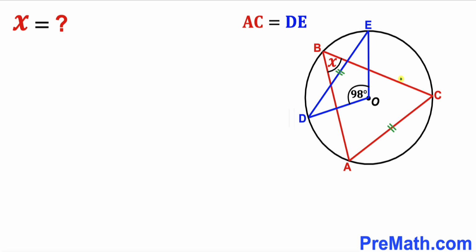In this video, we have got these two triangles. The first one is a red triangle, the other one is blue, confined in a circle, as you can see in this diagram. And moreover, these vertices A, B, C, D, and E are on the circle. And this angle DOE is 98 degrees. And furthermore, these chords AC and DE are equal in length. And now we are going to calculate this angle X.